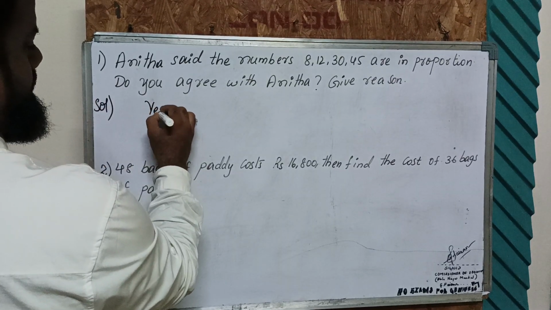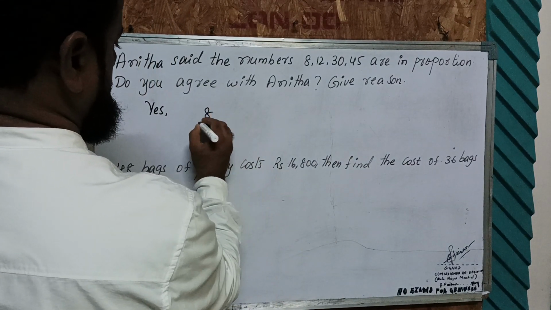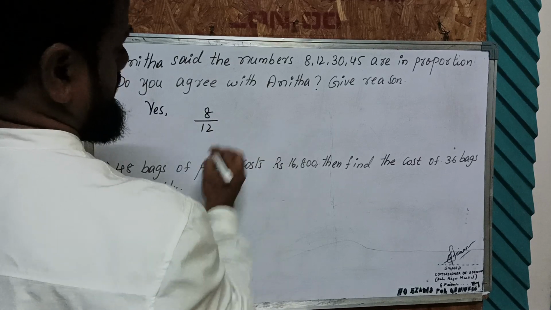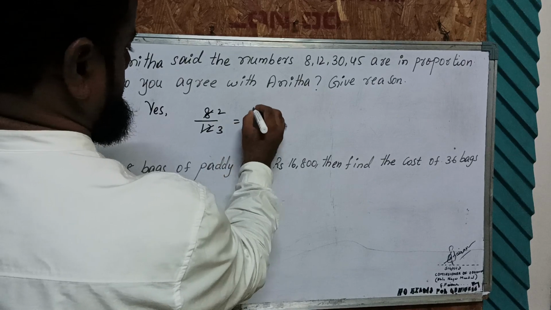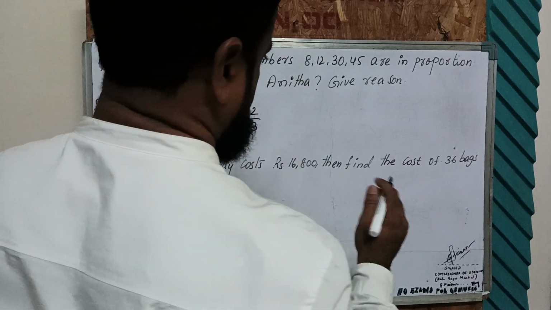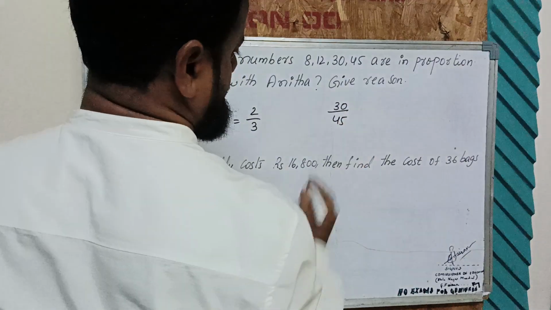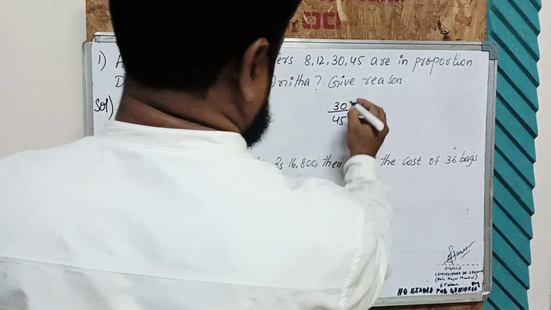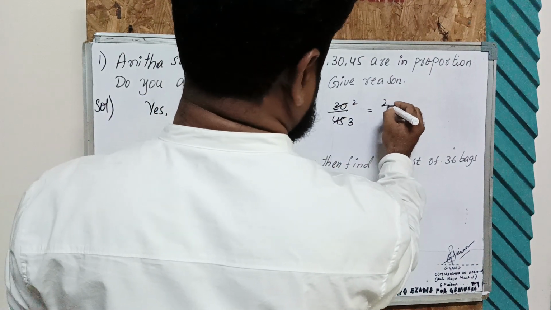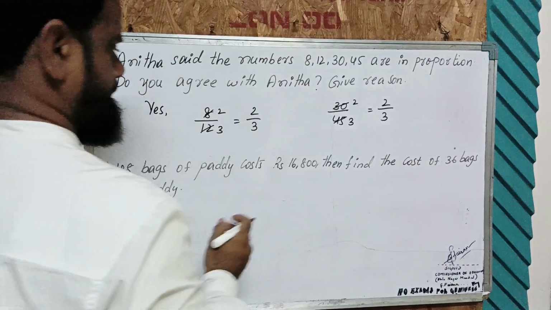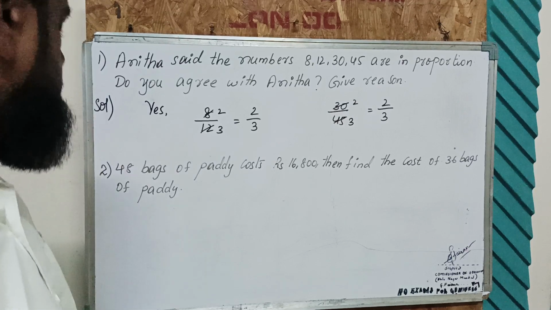I say yes. Because if I do 8 by 12, 8 by 12 is nothing but 4 2s are 4, 4 3s are 12, I am getting it as 2 by 3. As well, let me do 30 by 45. So if I am doing 30 by 45, 15 2s are 30, 15 3s are 45. This is also equal to 2 by 3. So this is the reason why I agree with Anitha.